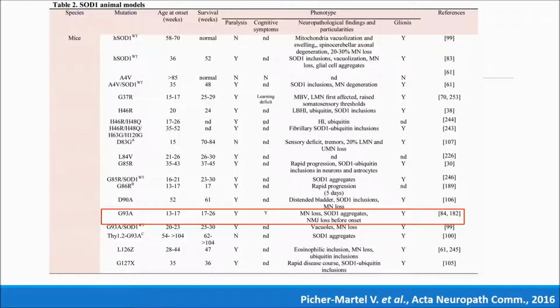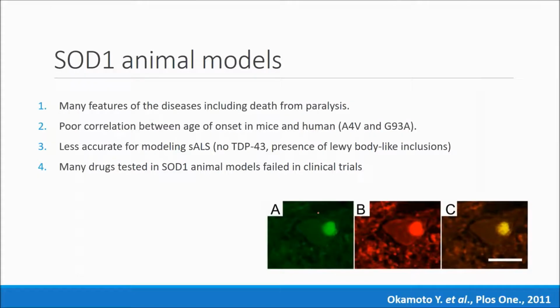So the first animal models that we mostly use are the SOD1 animal models. There are a lot of different mutations in the gene that we can use, but the most used one is the G93A SOD1 mice. This mouse has a lot of features resembling the ALS disease. They are losing motor neurons, they become paralyzed, they die of the disease, and they get aggregates with neuromuscular junction loss. The neuromuscular junction here is the link between the neuron and the muscle. So they have a lot of interesting features.